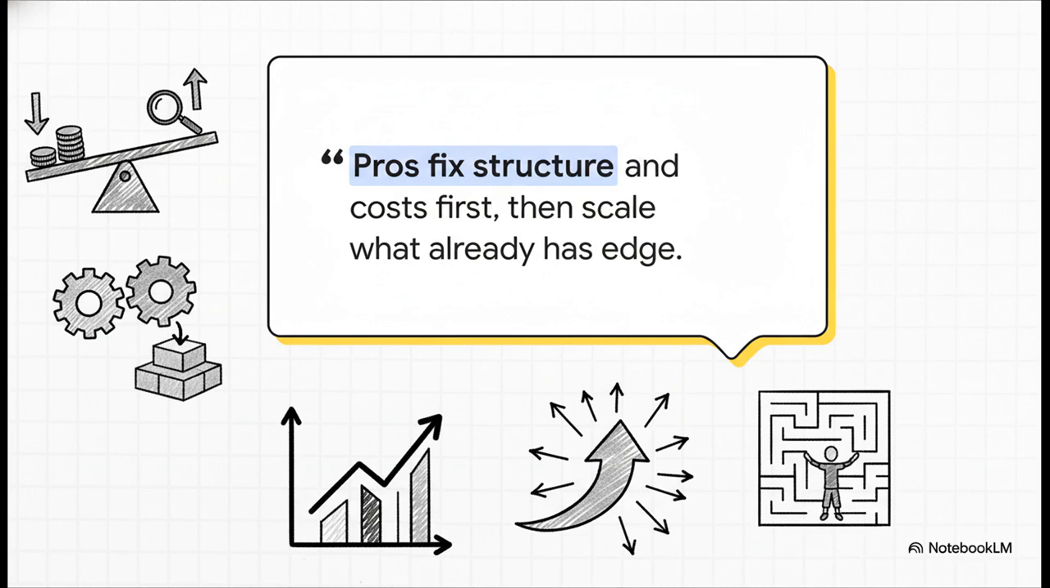See, an amateur finds a strategy that stops working, and what do they do? They immediately go hunt for a new one. A pro asks why it stopped working. They fix the cost structure. They prove their edge is real after all the costs are factored in. And only then do they even think about scaling up.